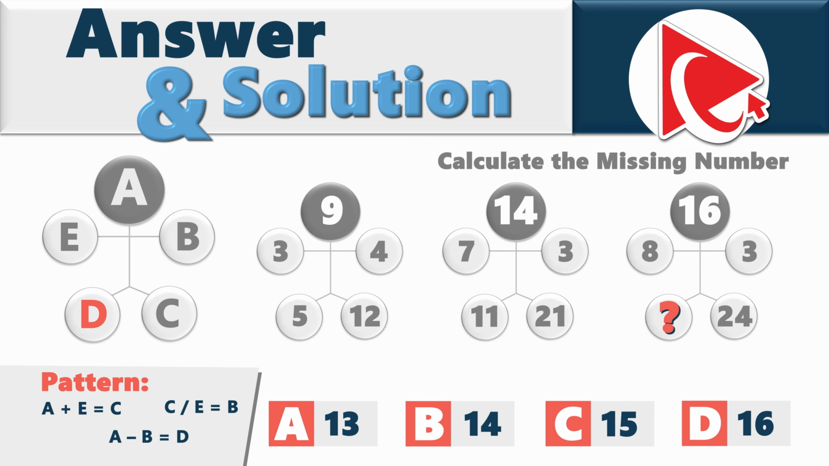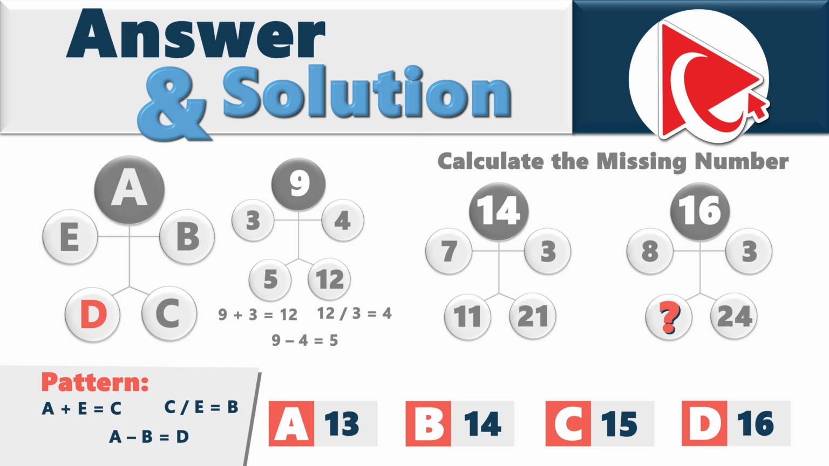Let's look at the example for the calculations. 9 plus 3 equals 12. 12 divided by 3 equals 4, and 9 minus 4 equals 5. Let's confirm the pattern with the second shape. 14 plus 7 equals 21. 21 divided by 7 equals 3, and 14 minus 3 equals 11.